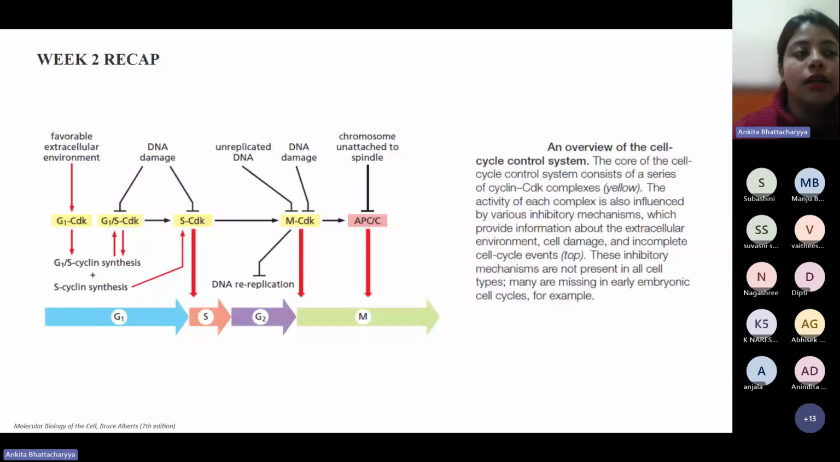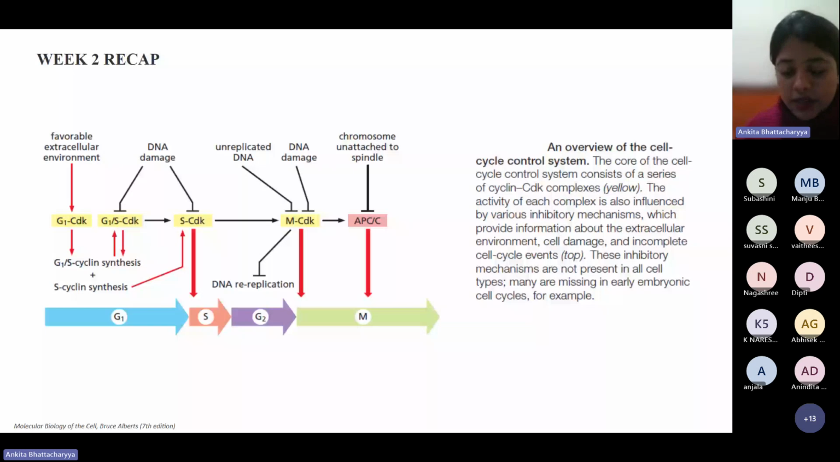This is also why there are multiple checkpoints at multiple stages. It might so happen that a cell is completely healthy during the G1 phase and the S phase, but at the time of replication, there was some error. Like I said, there could have been a polymerase slippage error, or some mutation which occurred at that point of time. Some part of the genome did not get duplicated, and a number of other problems.